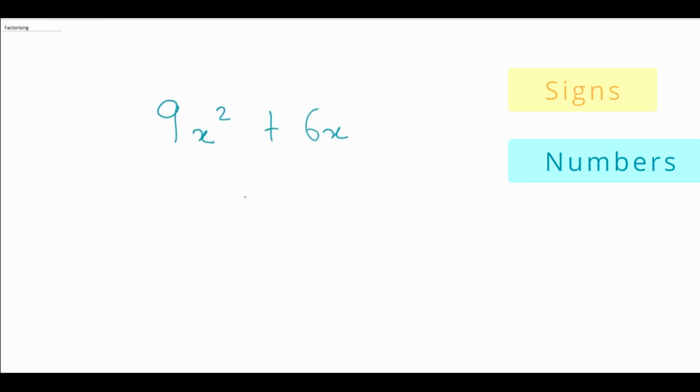Let's say we first want to factorise 9x squared plus 6x. Let's start with the signs. They're both positive terms, so in that case, I don't really need to factorise any signs out. Step 2, let's have a look at the numbers. We have 9 and 6. What is the highest common factor between 9 and 6? The highest common factor is 3. That's our second step done.